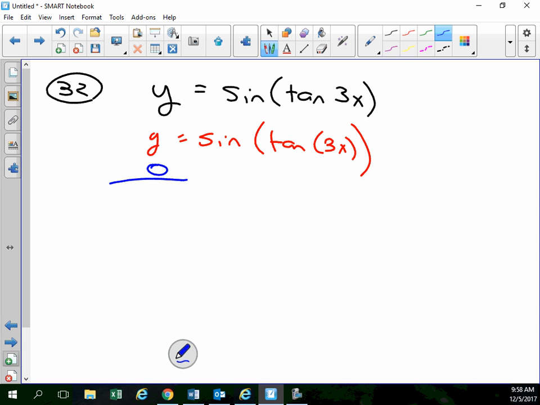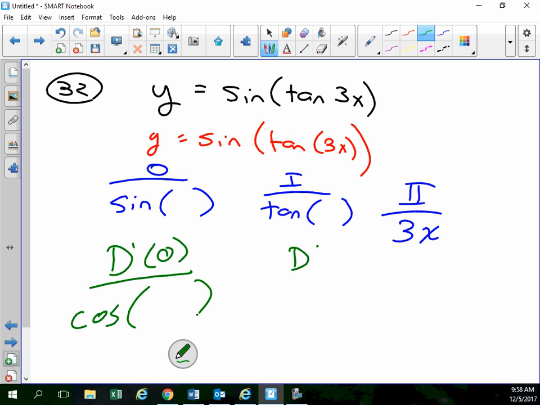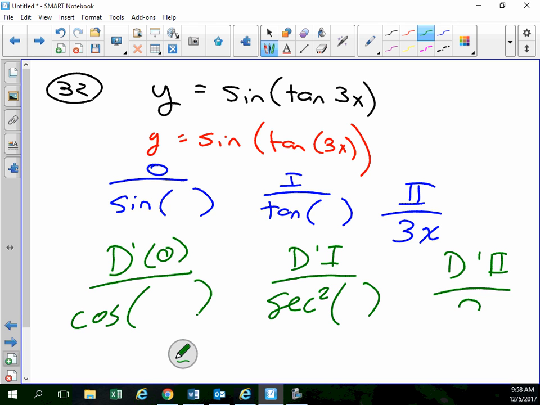What's my outside piece? Sine. What's my inside piece? Tangent. What's my other inside piece? 3x. So let's talk about my derivative of the outside. The derivative of sine is cosine. My derivative of the inside, go to tangent: secant squared. And the derivative of the double inside is just 3.